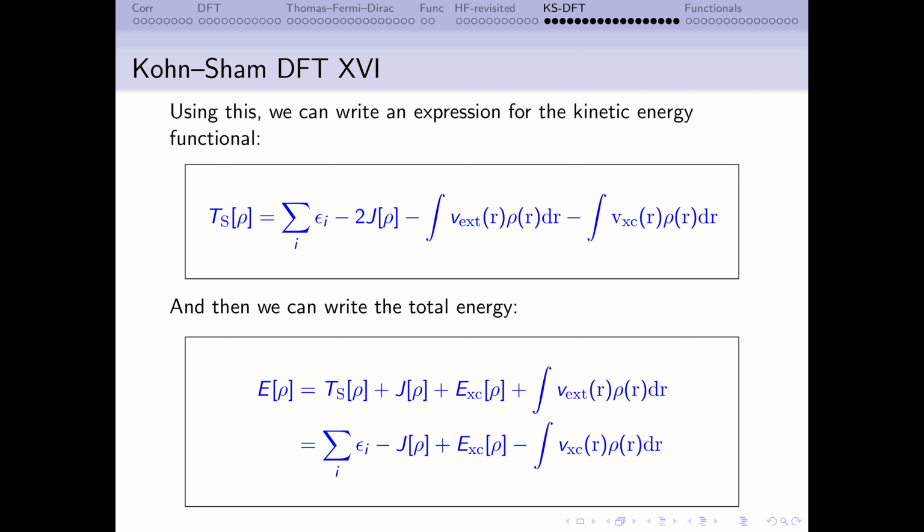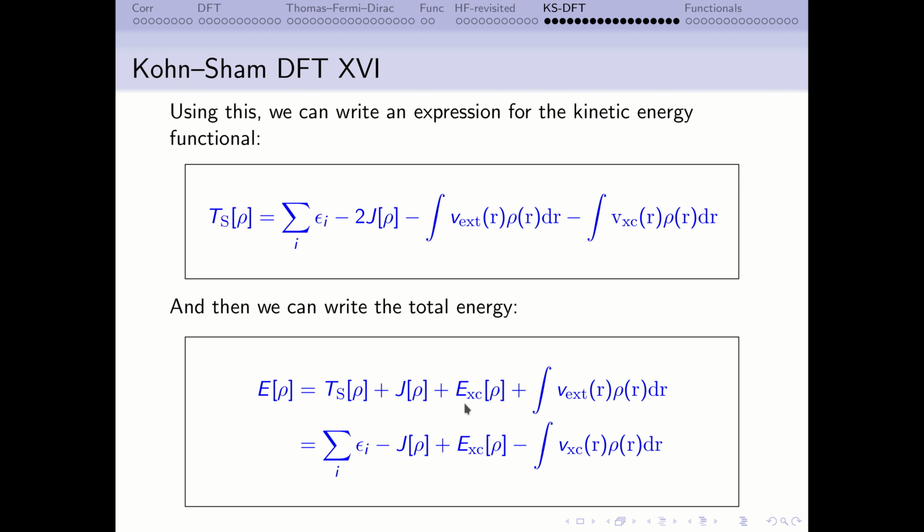And using that auxiliary system, we could write down the exact energy as a sum of a kinetic energy part, a Coulomb part, an unknown exchange correlation part, and this part arising from the external potential, which is the electron nuclear potential. Now, if I took this exchange correlation part and replaced it with the Hartree-Fock exchange part, this would give us the Hartree-Fock energy as the minimum.